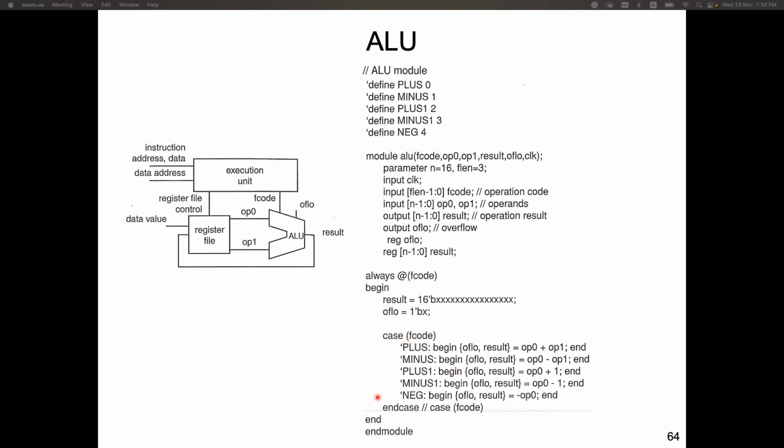And in this code, we have 5 operations. Actually, only plus or minus, only the first 2 are implemented. The other 3 are not used actually, but you can code this in this way in case you want to extend the functions of the ALU.